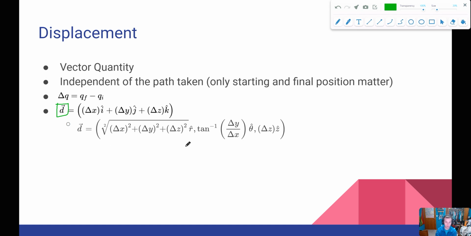Okay. If you want to put this into polar form, what you do is you just use Pythagoras to find the total magnitude of the vector, right? And then you can do the change in y over the change in x, take the tangent inverse of that. And then it's just delta z z hat in polar form, right?